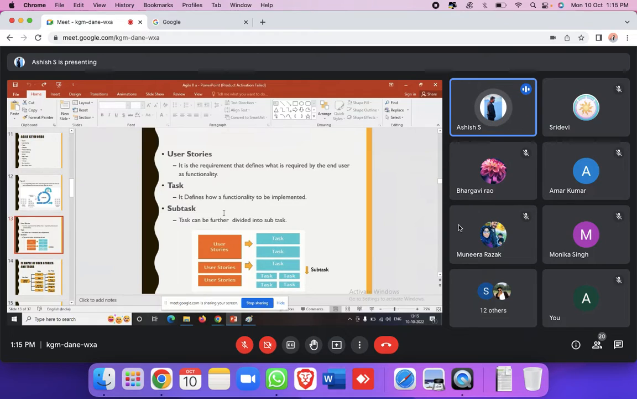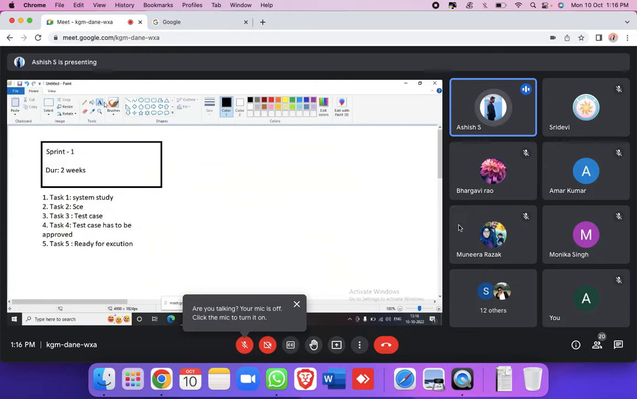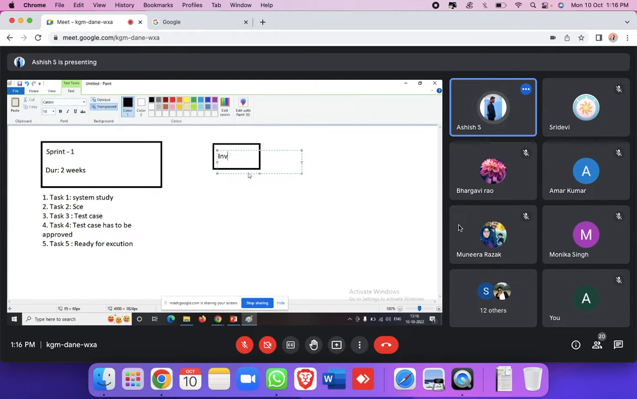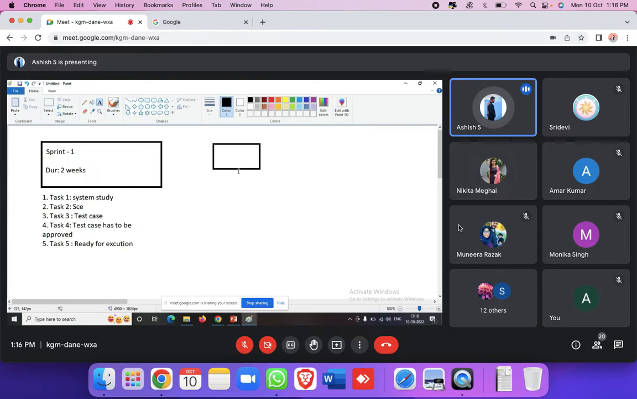Now you have something called user stories. It is the requirement that defines what is required by an end user. Can I say your particular modules are your user stories? Yes, sir. For example, now we'll create the modules. Tell me the modules. First one, can I take invoice as a module? Or shall we take the hospital domain, or which application are you aware of? Sir, hospital.